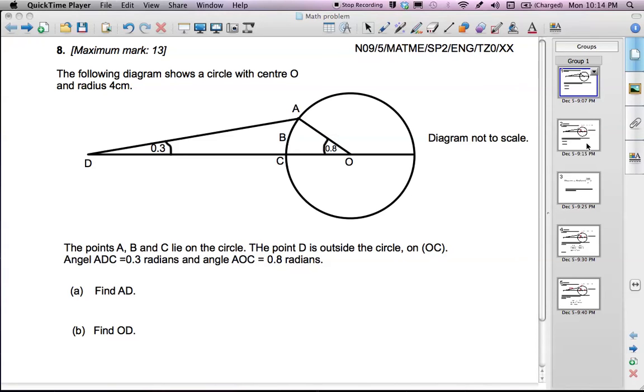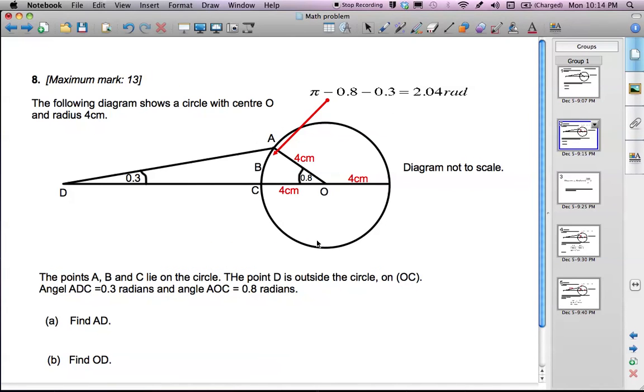the length of OD. So here I've labeled all the lines within the circle, and they're all equal to 4 centimeters because that's the radius. And I've also determined the angle right here by using this equation. Since we're in radians, all the angles of a triangle add up to pi. So to find this angle, it's pi minus 0.8 radians minus 0.3 radians equals 2.04 radians.